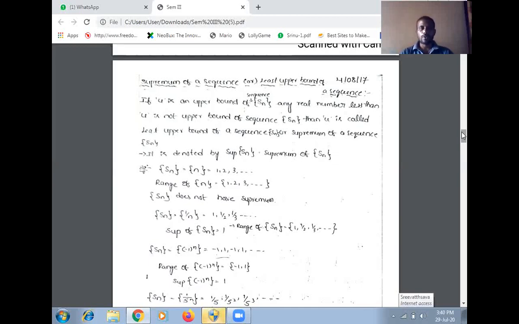So if u is an upper bound of a sequence, any real number less than u is not upper bound of sequence Sn, then u is called least upper bound of a sequence.